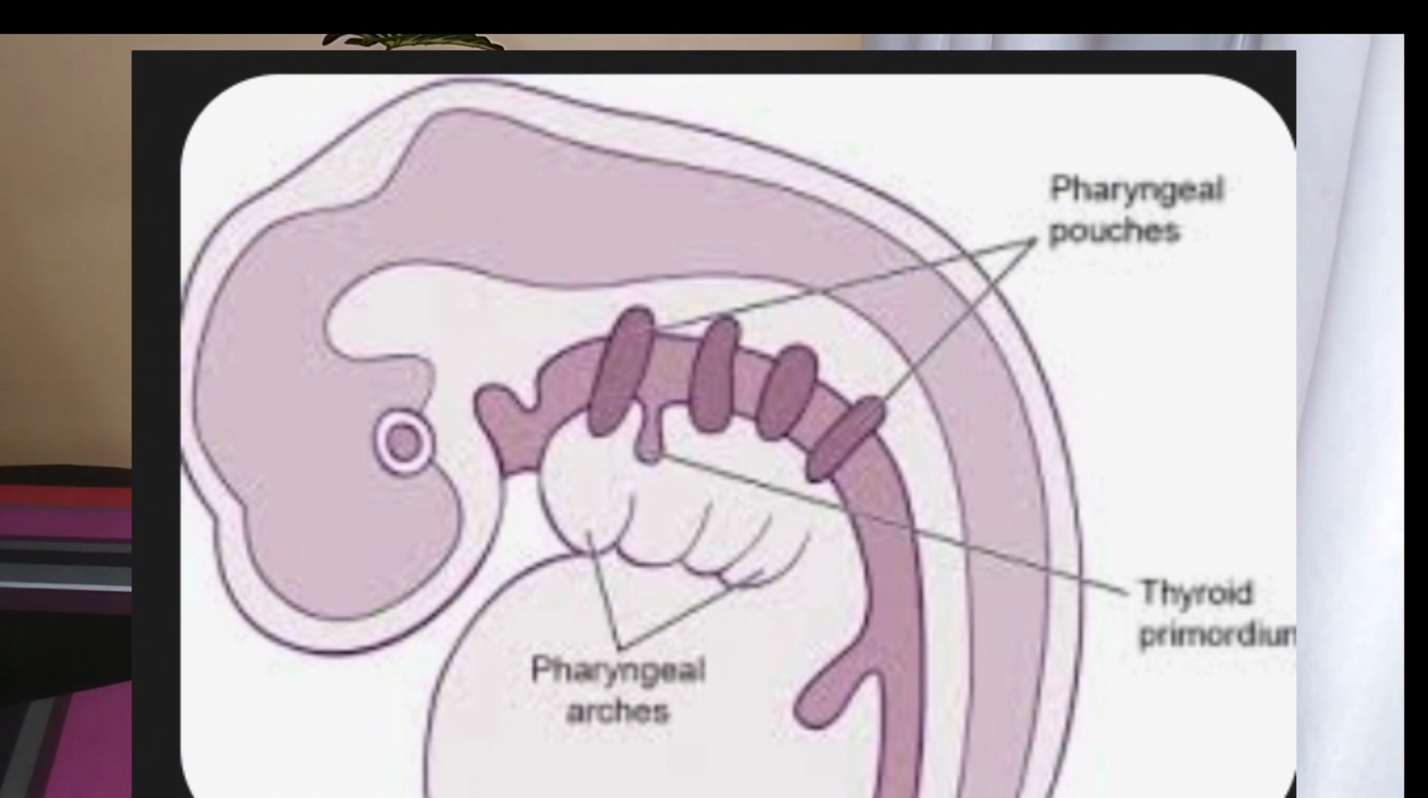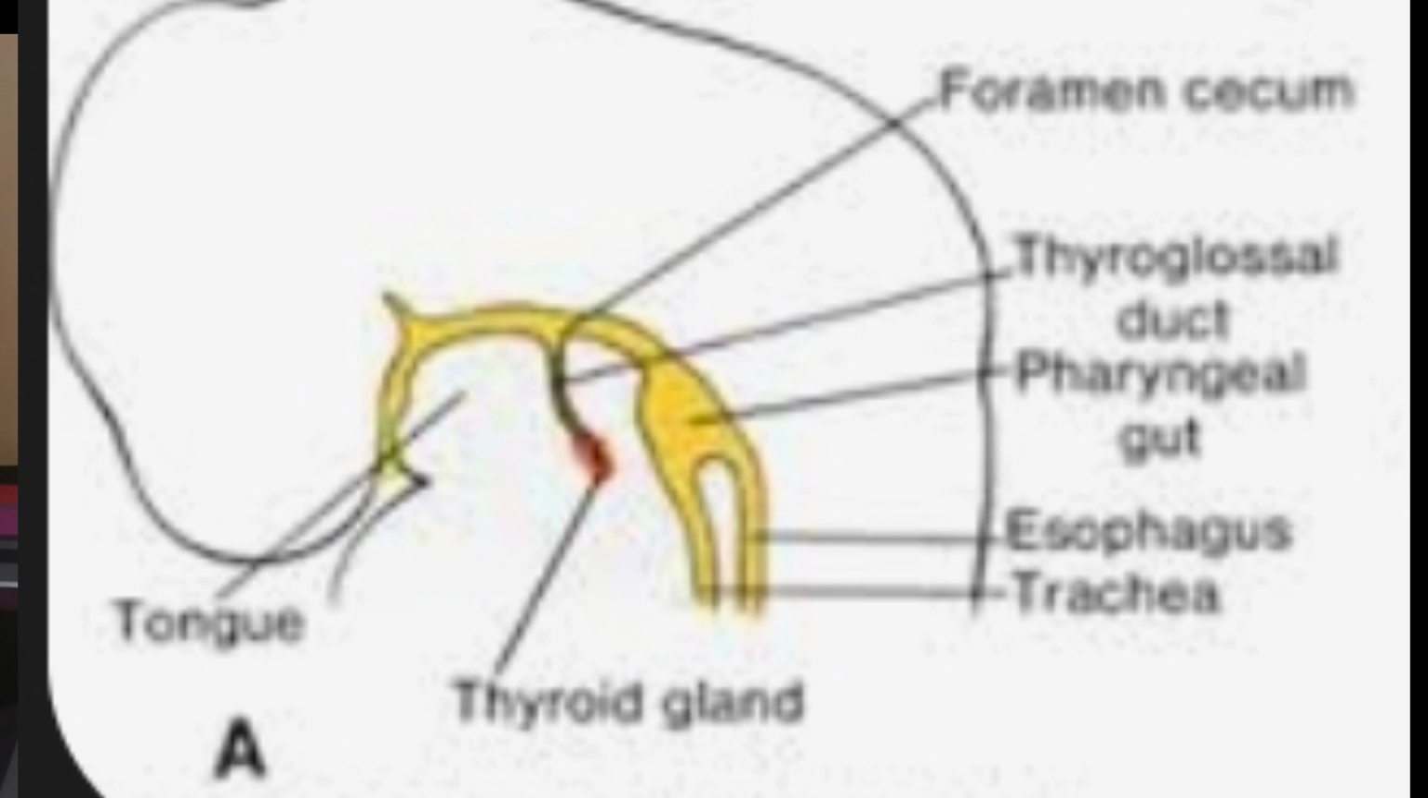The thyroid gland starts to form in this area as an outpouching, a structure called a thyroid diverticulum. This structure called the thyroid diverticulum penetrates deep into the core of the pharyngeal arches, that is the mesoderm, and it starts to grow.